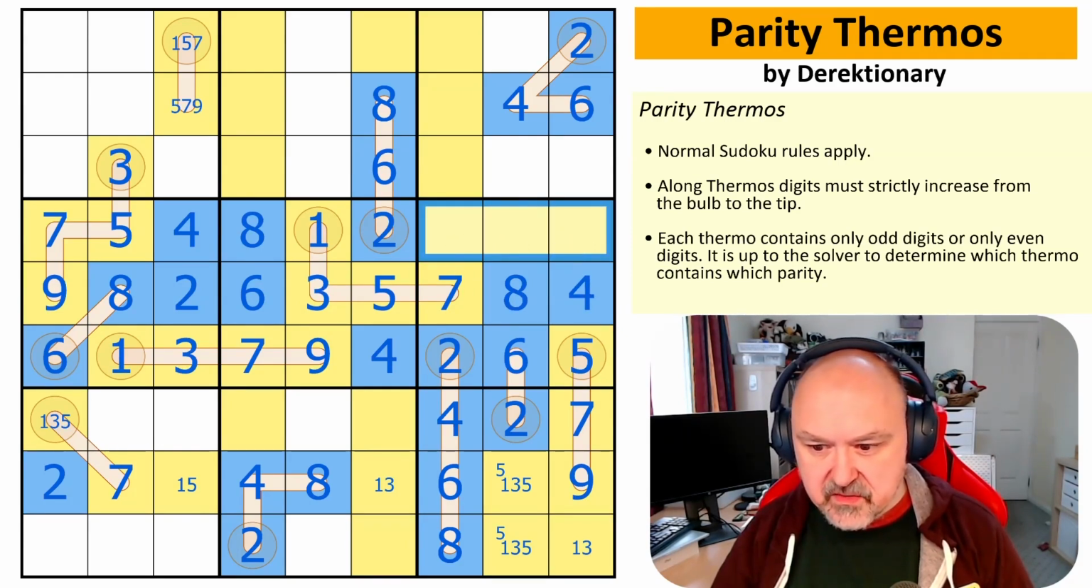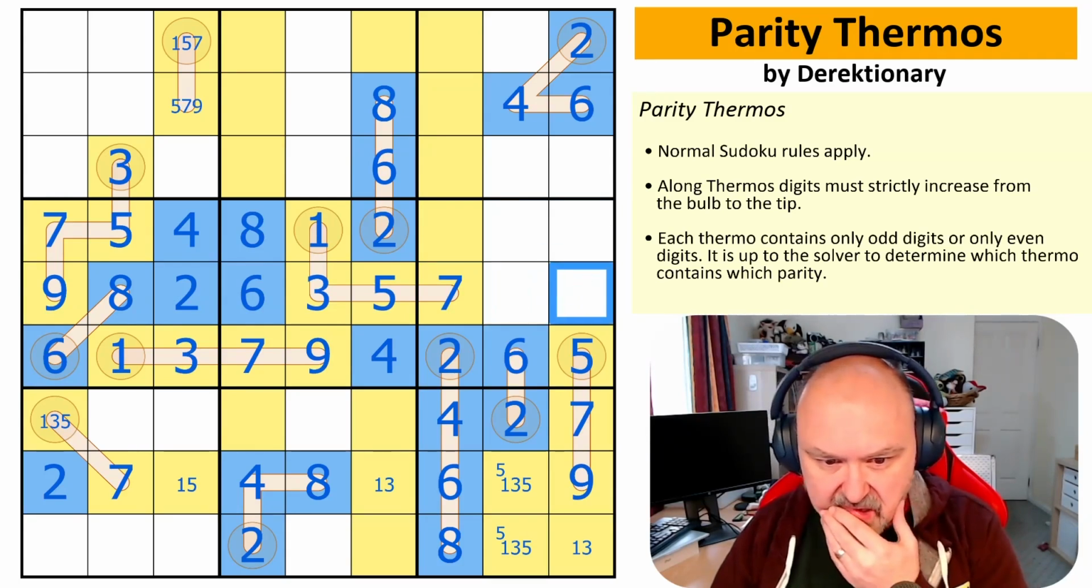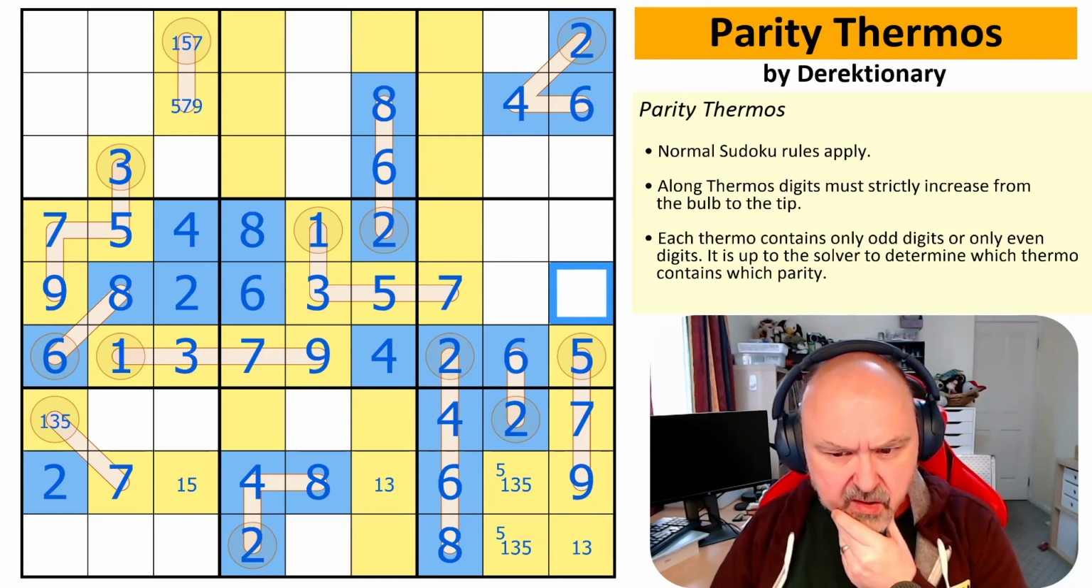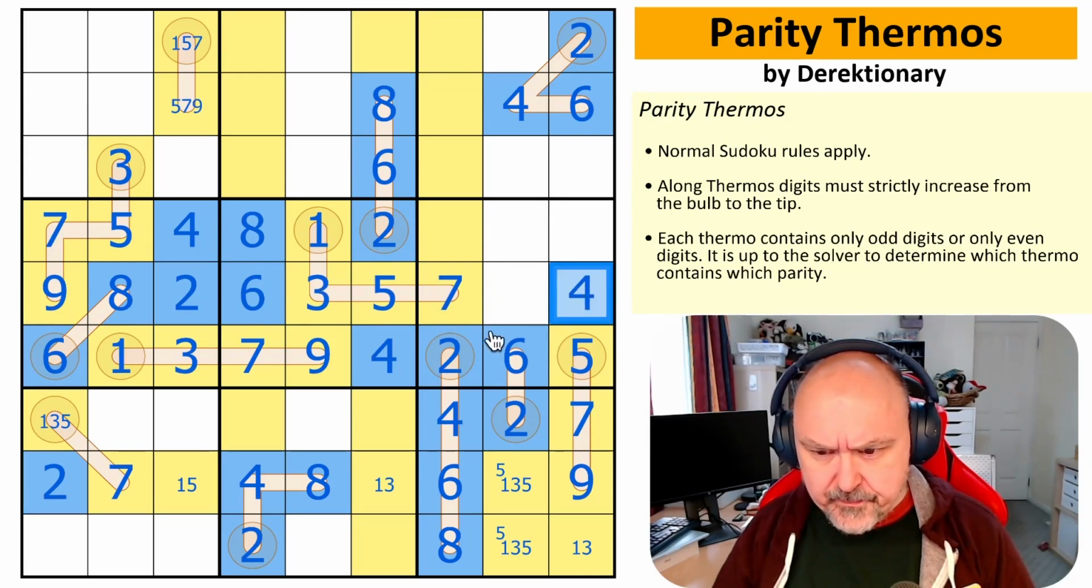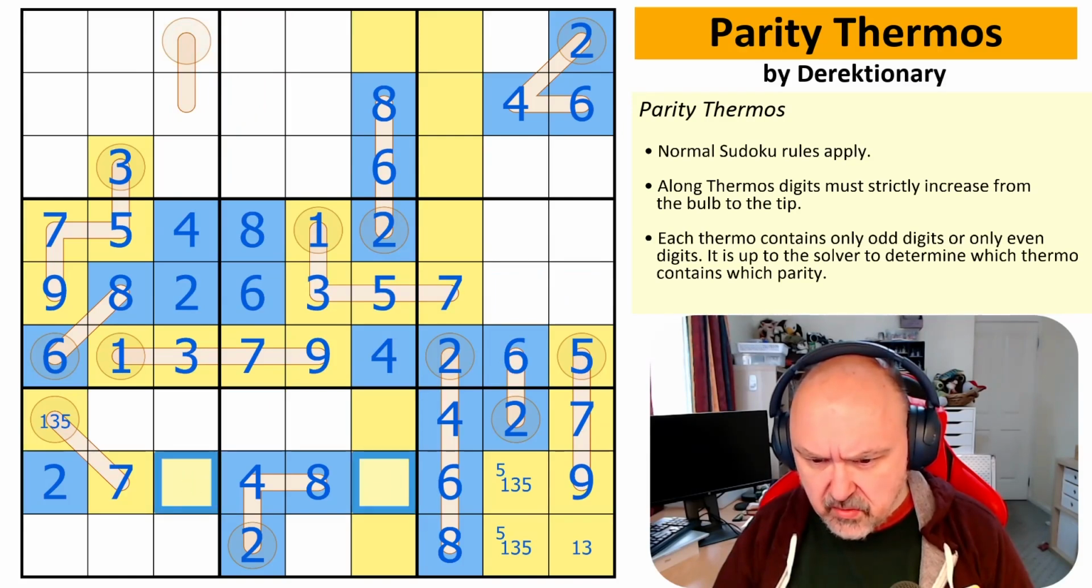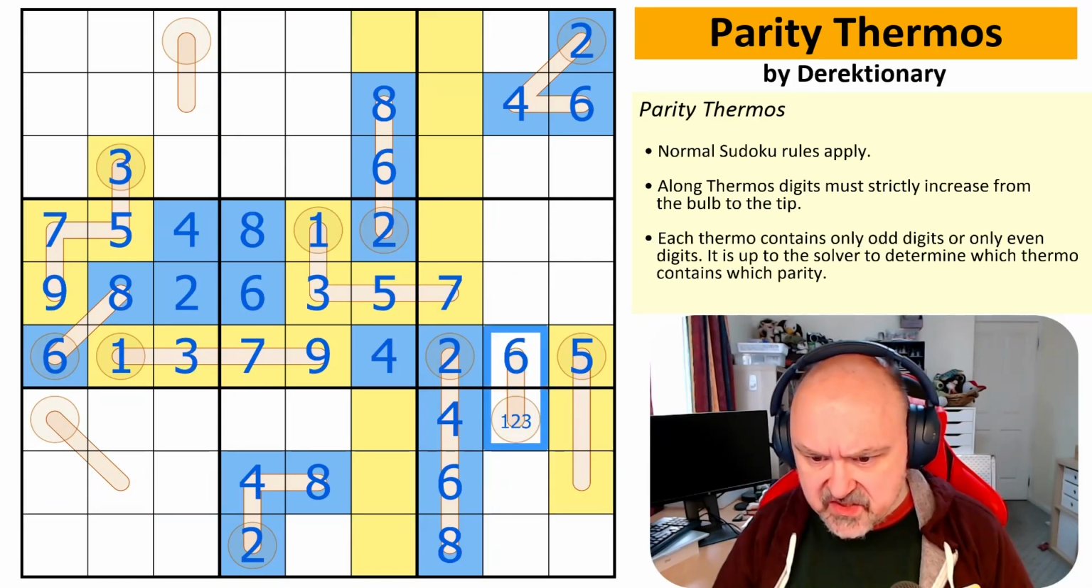And I've broken the puzzle. What do I do wrong there? I've done something horribly wrong. Four has to go right there. That's correct. But now I can't place 8 in this box. What have I done here? Okay, so I've done something fundamentally wrong ages ago.